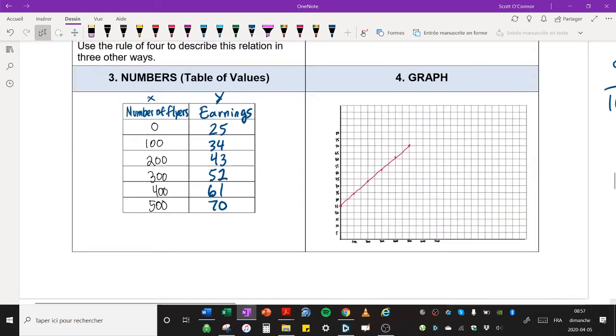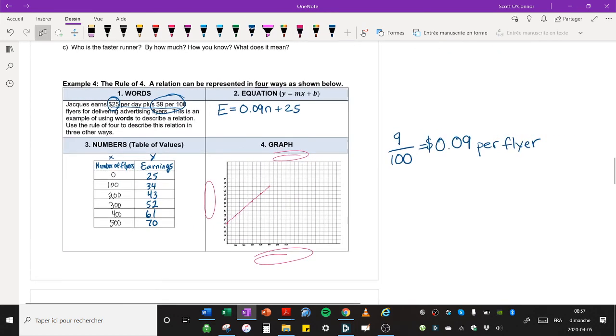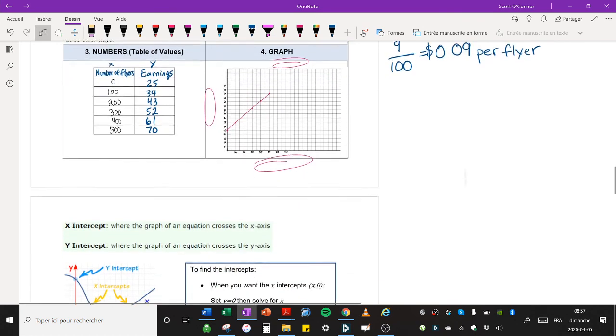You can see now that we have graphed, and we should have what amounts to a straight line. Now my graph is also missing a title, labels. Make sure you include those in your own graph. But here you can see the rule of 4. That is, we've represented the relation in words, equations, numbers, and graphs.